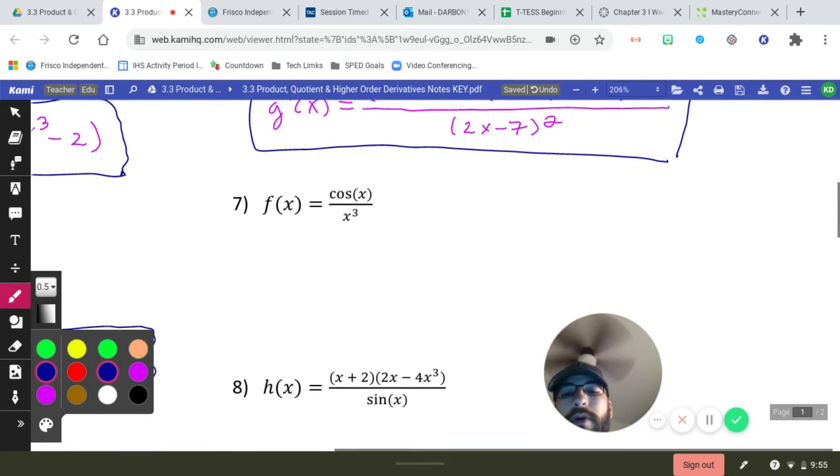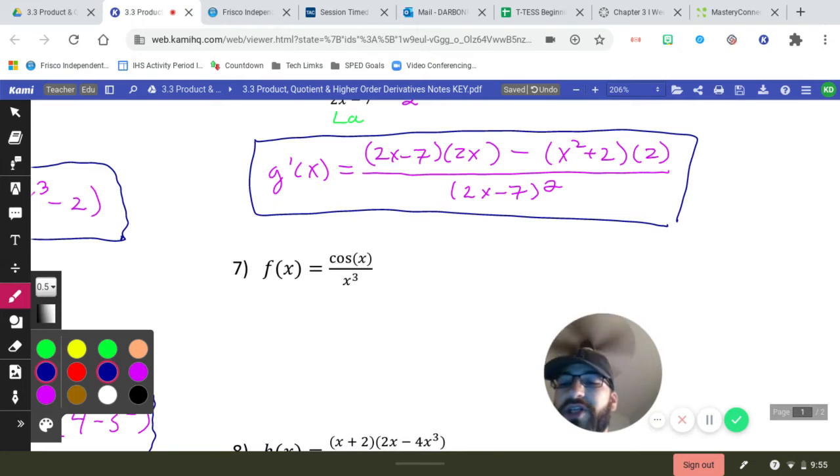All right, another one, but this time we're throwing in trig. Is that going to make anything different? It shouldn't. Same rules apply even when there's trig, so low on the bottom, high on the top. Derivative of x cubed is 3x squared. Derivative of cosine of x is negative sine of x. Cross multiply.